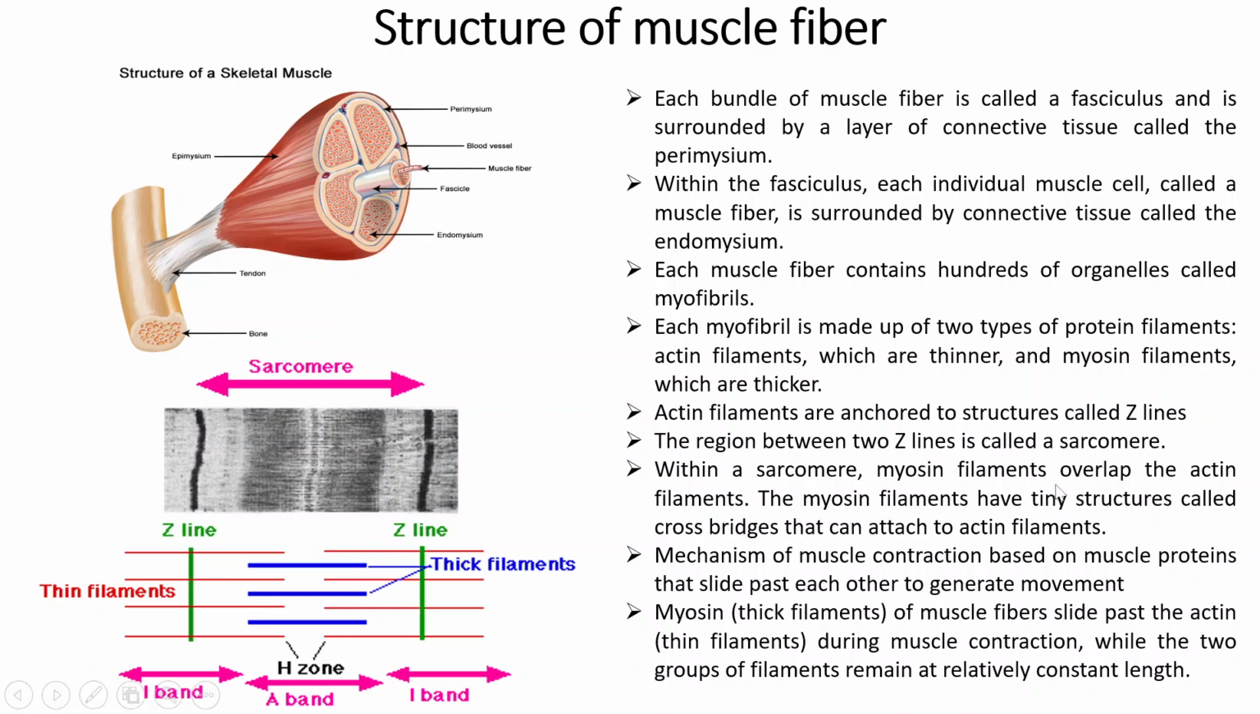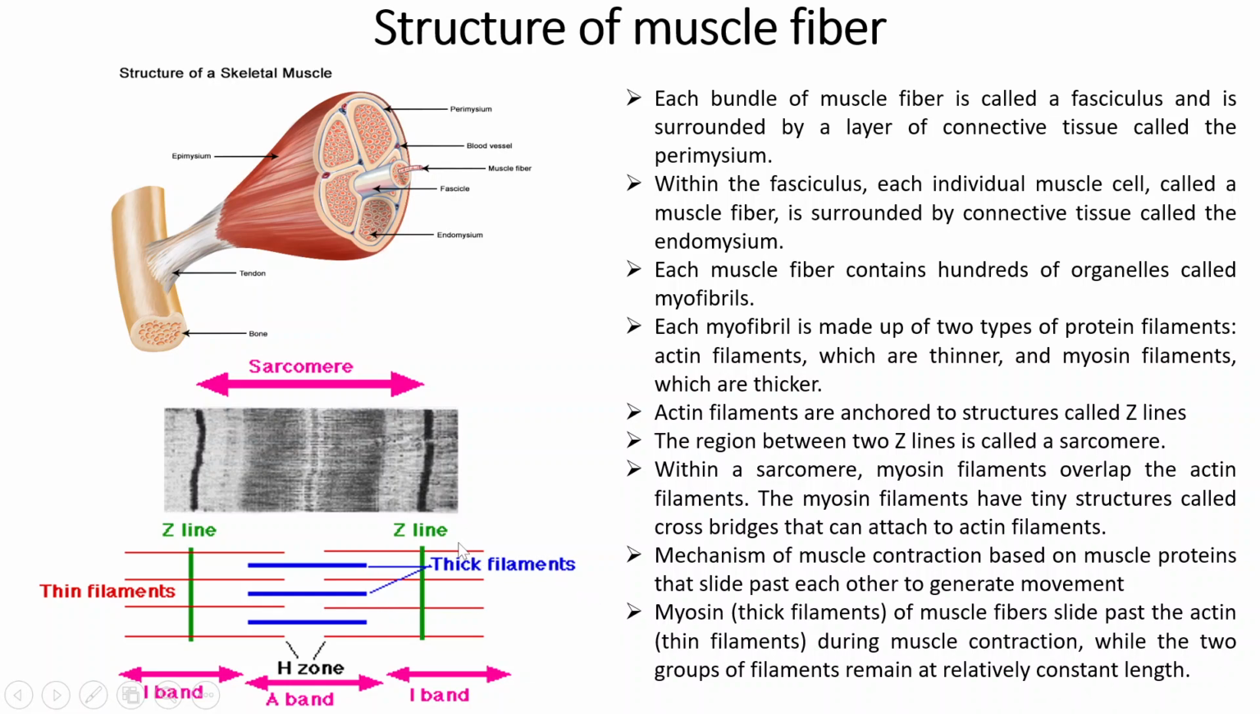Within a sarcomere, the myosin filaments overlap the actin filaments. These are the myosin filaments, the thick filaments, marked in blue, while the red thinner filaments are our actin filaments. The myosin filaments have tiny structures called cross bridges which can attach to the actin filaments. The mechanism of muscle contraction is based on muscle proteins which slide past each other to generate movement. The myosin thick filaments slide past the actin thin filaments during muscle contraction, while the two groups of filaments remain at relatively constant length.